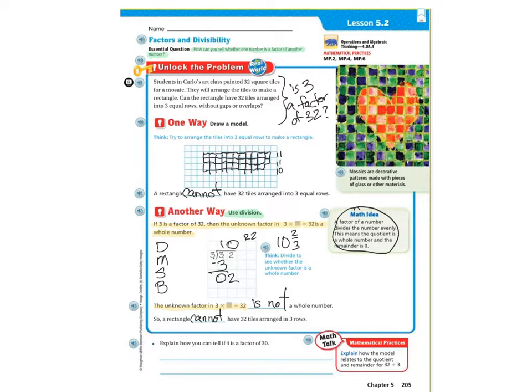Okay, so now we need to go down to here and answer this. Explain how you can tell if 4 is a factor of 30. So again, we already learned 2 ways. One, we can draw a model. But I like this way. Instead of drawing models, let's just use division and see if 4 is a factor of 30. Now, some of us are already shaking our heads saying, well, clearly it's not. But again, work with me here. Let's do some division. And for those of you saying multiplication, we'll do that as well.